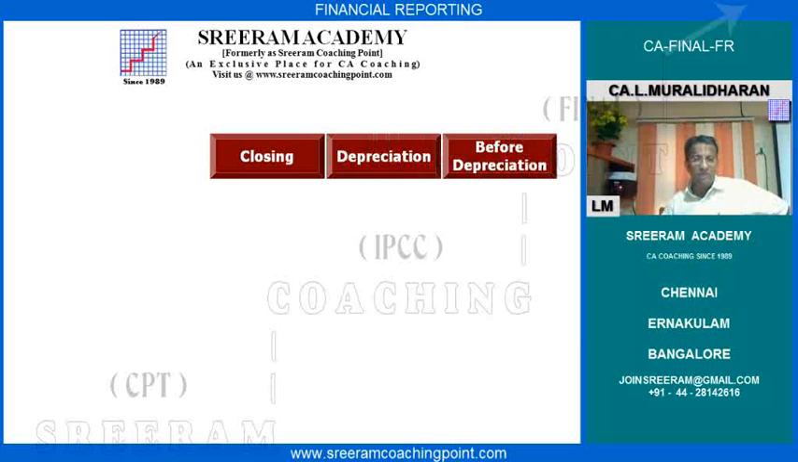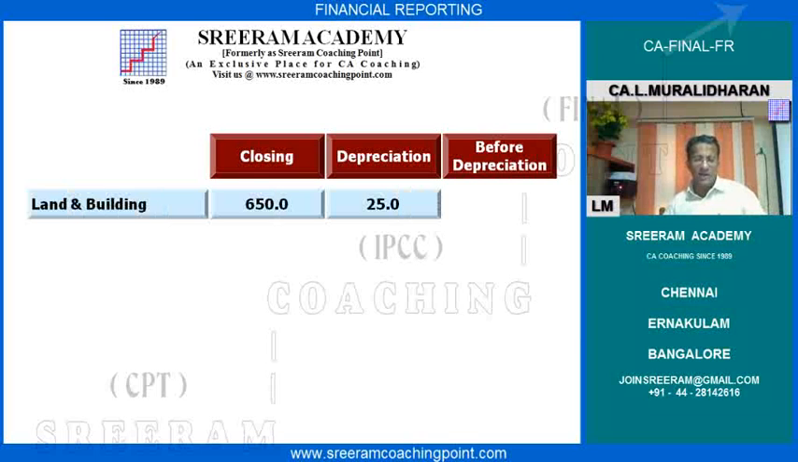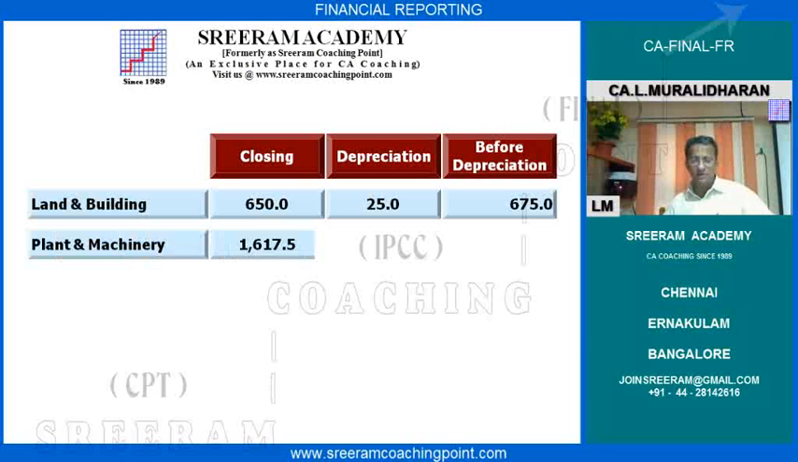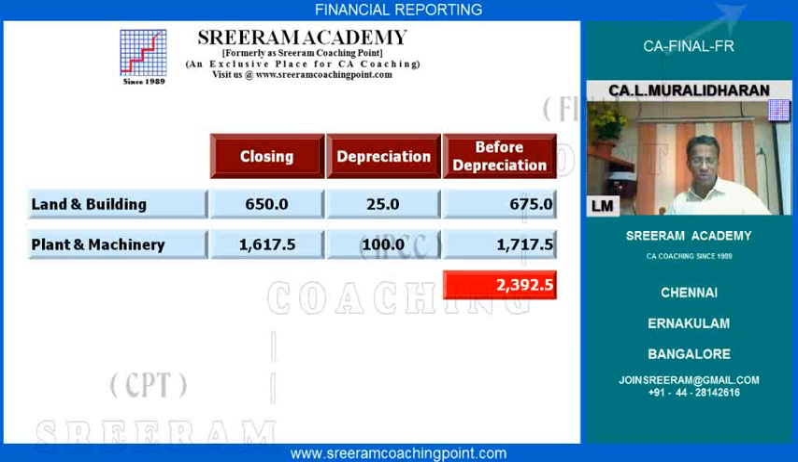And the same thing we have to do for fixed assets also. So land and building 650, plus 25, and 675 is before depreciation. Plant and machinery where you have 1617.5, and plant and machinery 100, making 1717.5. So this is the figure before charging depreciation. 2392.5 is the gross block of land and building and plant and machinery before charging depreciation, as depreciation involves no cash outflow, but we have deducted it from our fixed assets.